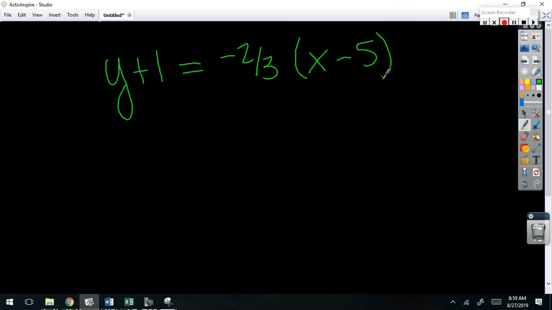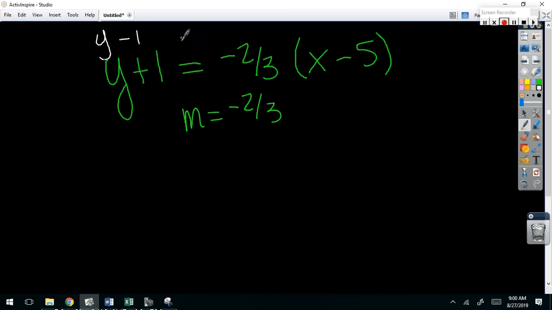What's the slope? Negative 2/3. Okay. What's the slope? Negative 2/3. What's a point on the line? Remember the way it goes. Remember the equation. So it's y minus y1 equals slope times x minus x1.